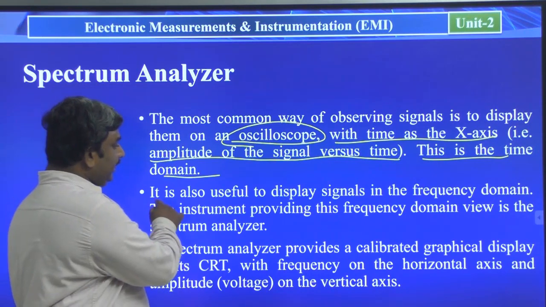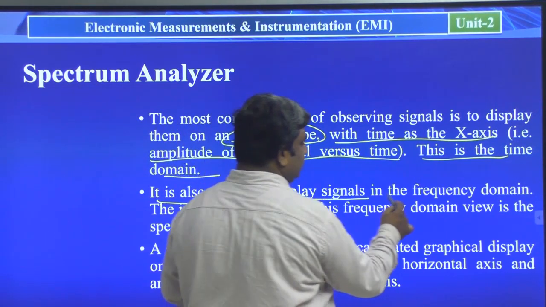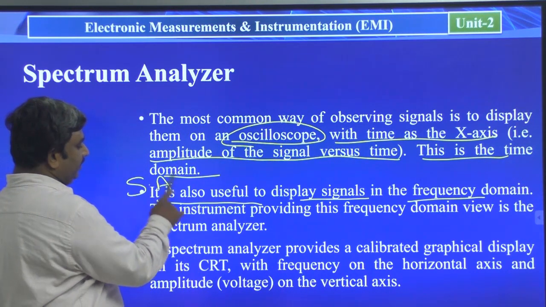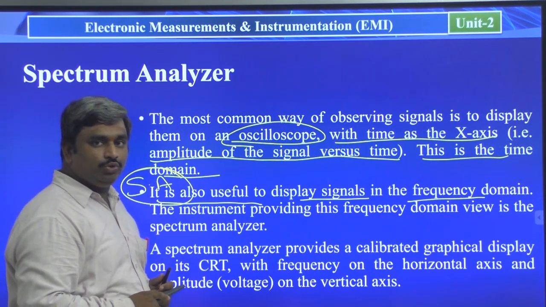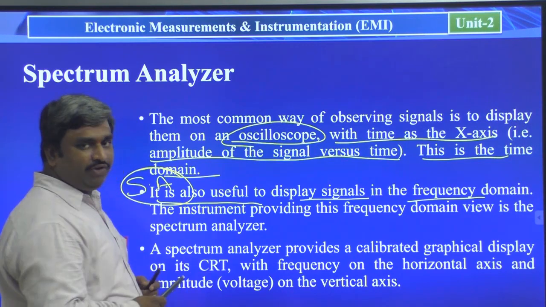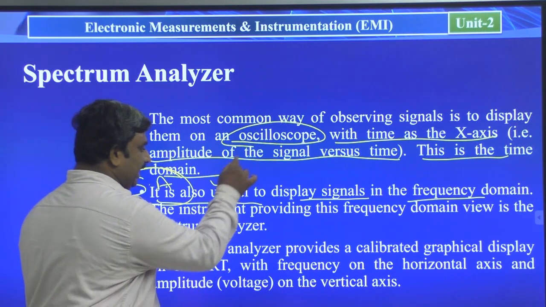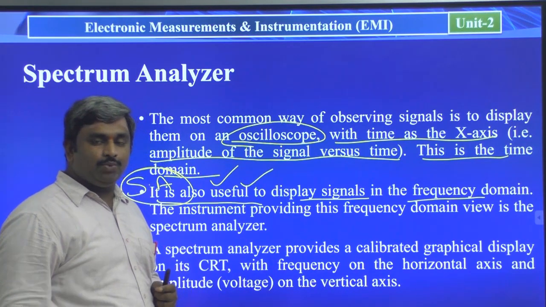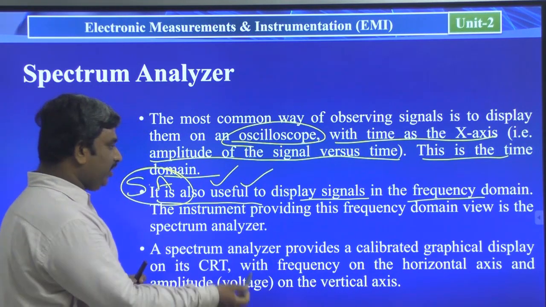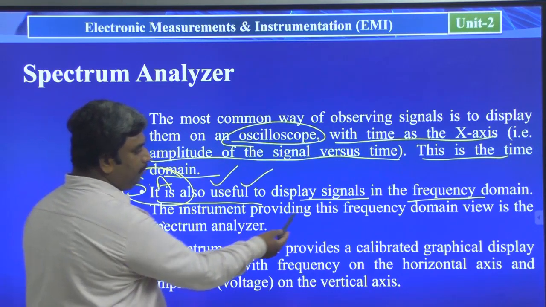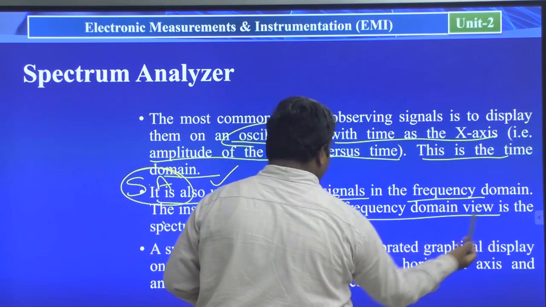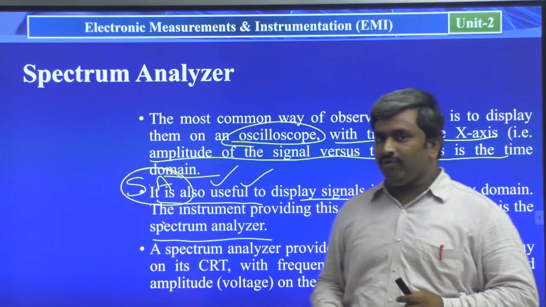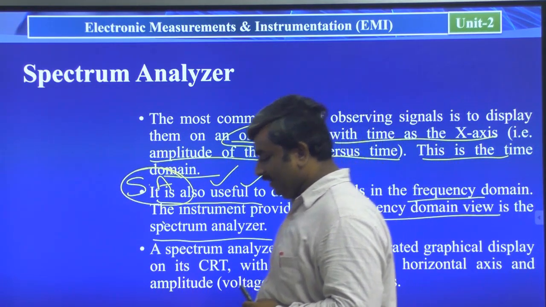Next, it is also useful to display signals in the frequency domain, where the spectrum analyzer is used to display the signals in the frequency domain also. In the spectrum analyzer, we can see both the time domain and frequency domain signals. The instrument providing this frequency domain view is the spectrum analyzer.